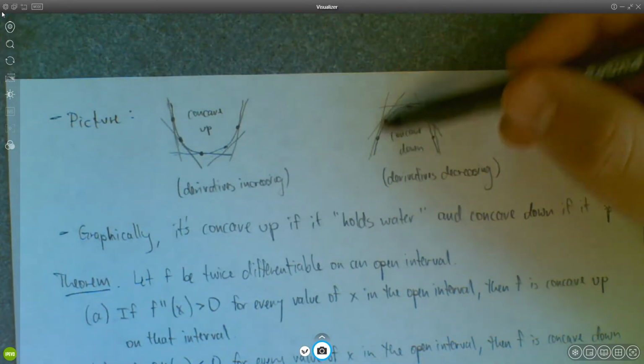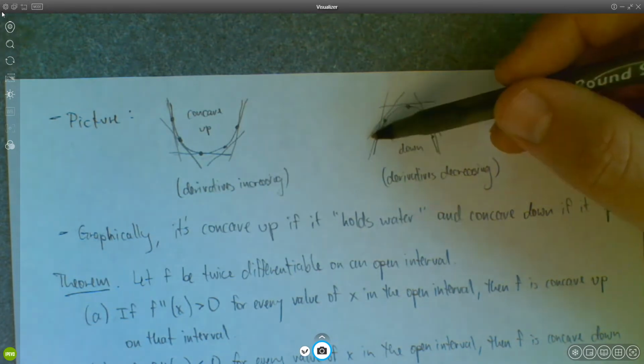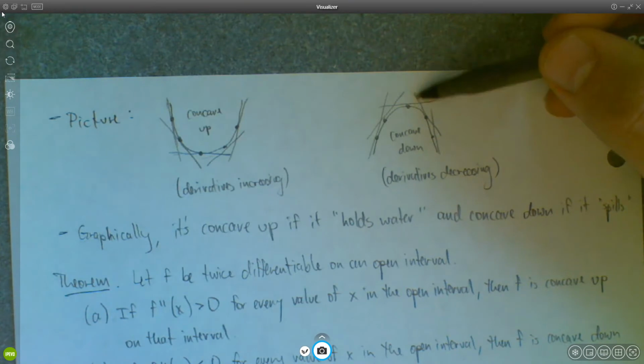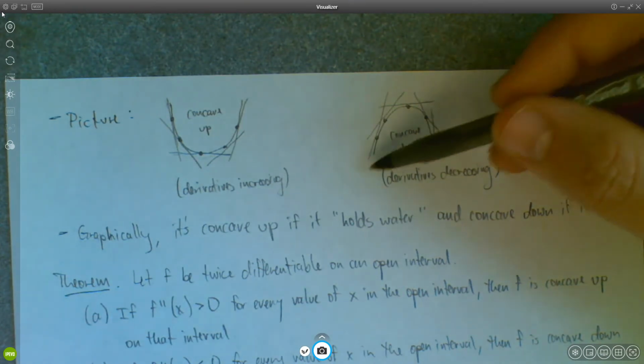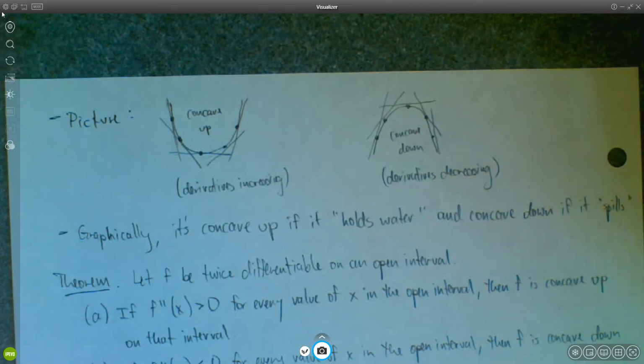So here the derivatives start really steep in the positive direction, then they become less steep, and then less steep, and then they become negative, and then they become more steep in the negative direction, right? So the derivatives are decreasing the whole time. So this is a concave down function.